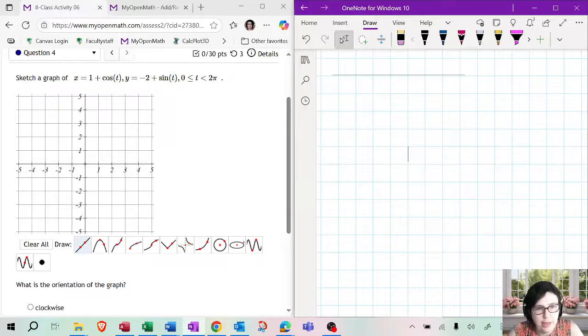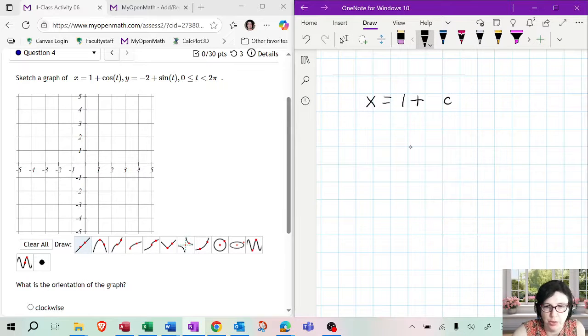Okay, guys, let's discuss parametrizations for a circle. Okay, how do I know it's a circle? When I look at the equations, x equals 1 plus cosine t, and then y equals -2 plus sine t, what you should do is look at the coefficient in front of cosine and sine.